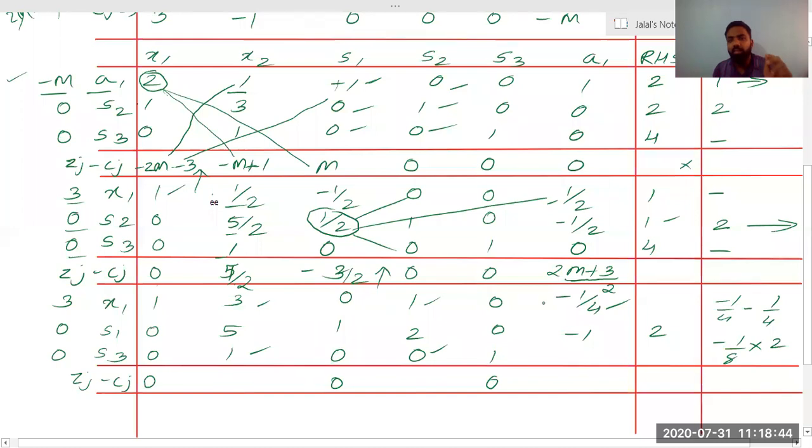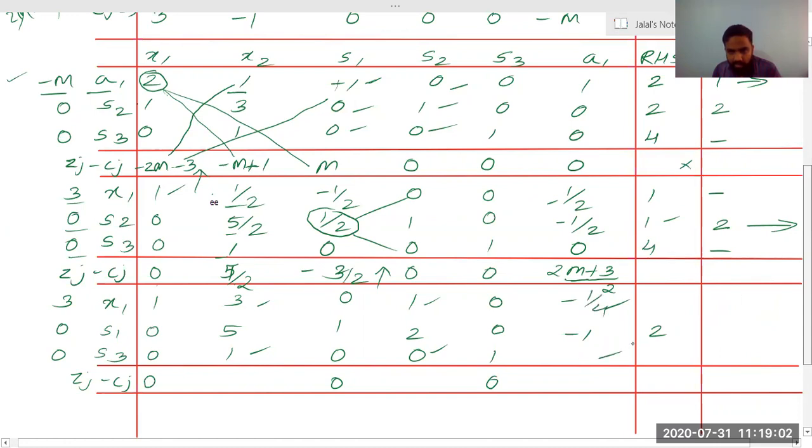I might have done it incorrectly if I had not written it this way. I hope you people are getting what I'm trying to do. So minus 1 by 4, minus 1 by 4 is minus 1 by 8 into 2, which is minus 1 by 4. So we have got some value. This is minus 1 by 4.